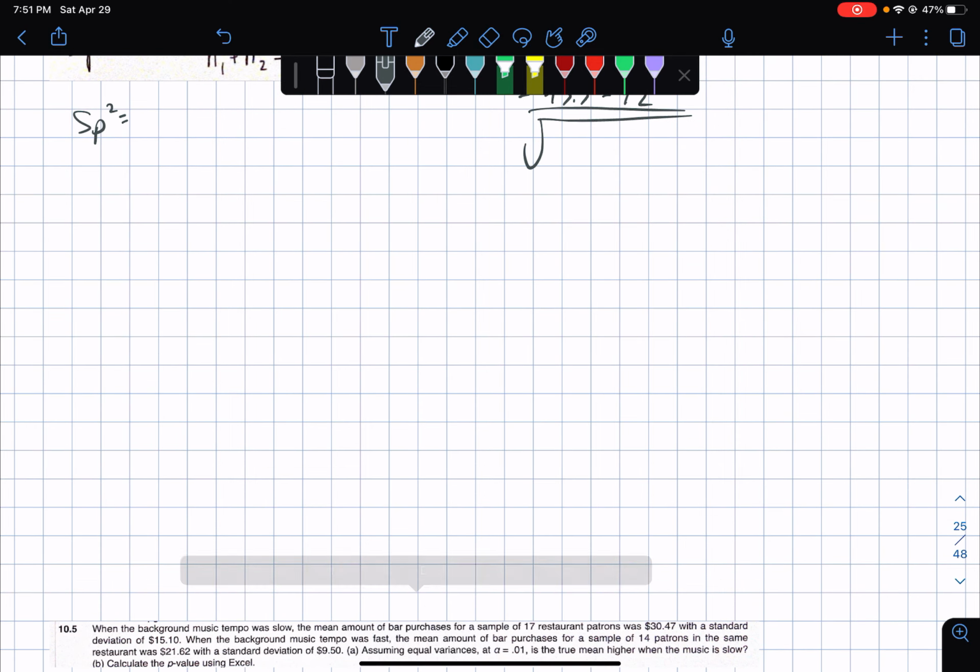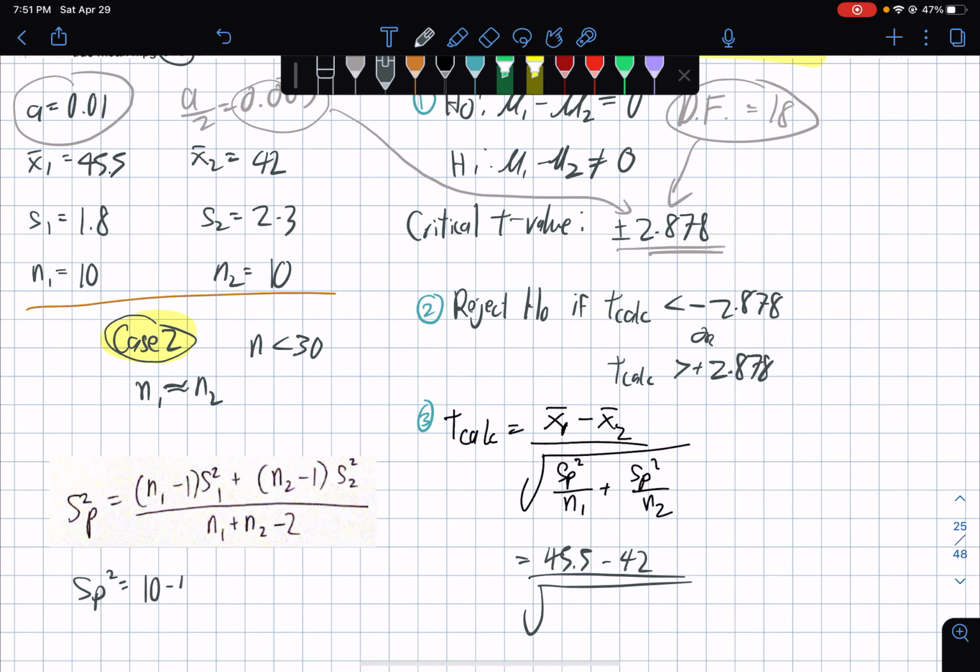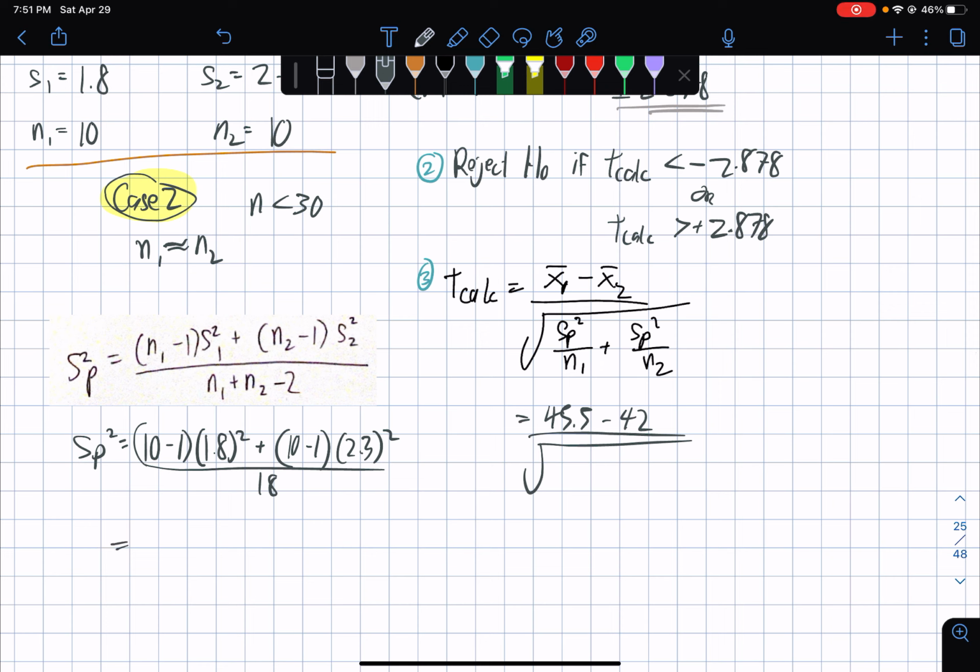Anyways, N1 minus 1 times S1 squared, that's 1.8 squared, plus N2 minus 1, that's 10 minus 1, times S2, 2.3 squared, and then divided by 10 plus 10 minus 2, that's 18. So put all these values in the calculator, and what will you get? We get 4.265, I think.